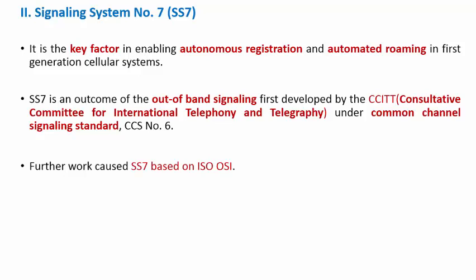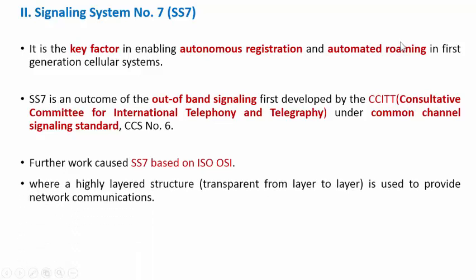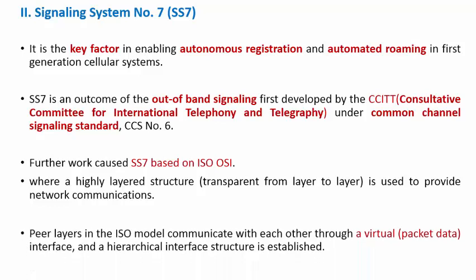Further work caused some modifications in the signaling scheme as per the ISO OSI reference model, and the name SS7 is given, where a highly layered structure that is transparent from layer to layer is used to provide network communication. Peer layers in the OSI model communicate with each other through a virtual or packet data interface, and a hierarchical interface structure is established.